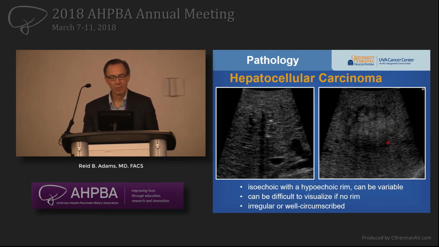HCC can be very difficult to see. It typically, as you know, occurs in a fibrotic or cirrhotic liver, so that increased echogenicity can make these difficult to see, and you can see that it's very hard to see a lesion within this image here. Here it's a little bit more evident. There's a little bit of a hypoechoic rim around this lesion here, but you can see that you have to do careful scanning to identify these lesions because they can be hard to see.